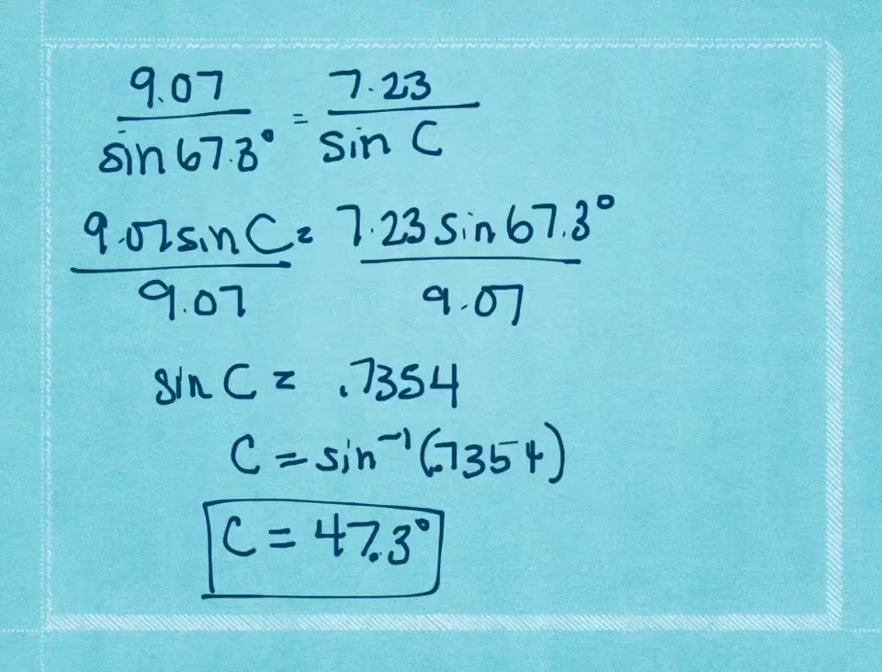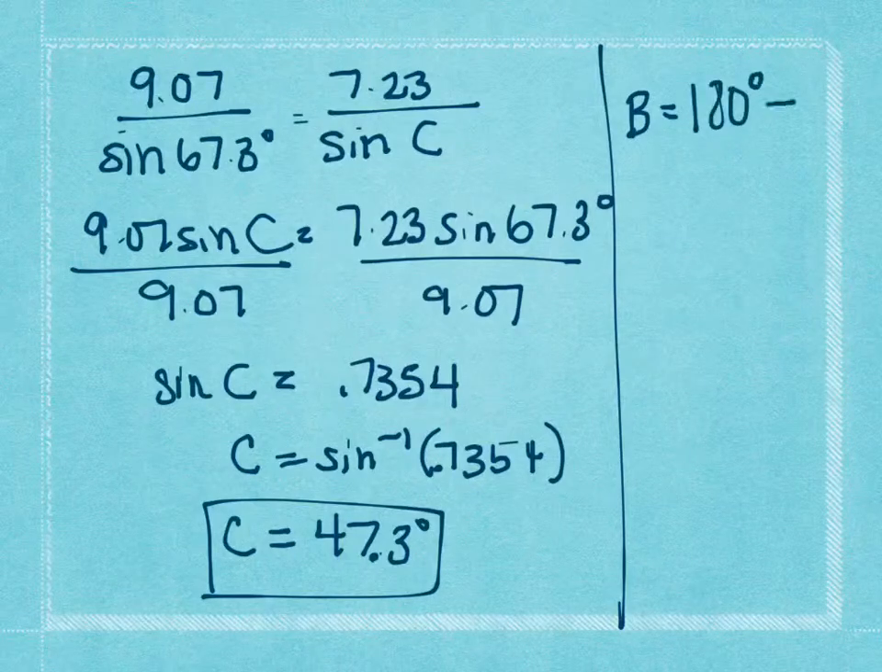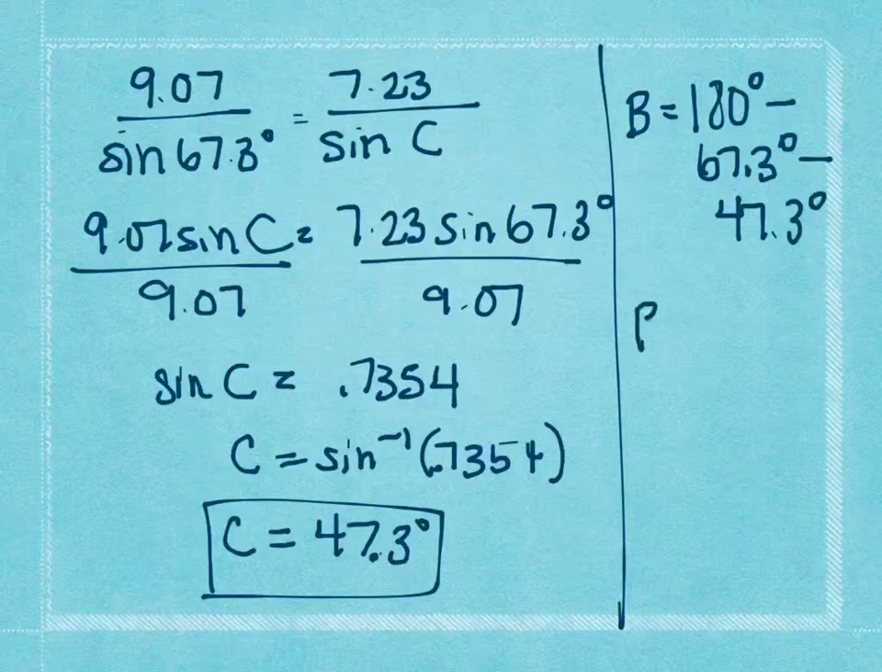Piece number 3 is easy. What do I still need to find? Angle B, and how do I find angle B? Subtract. So I have 180 minus 67.3 minus 47.3. And what is angle B? Awesome.